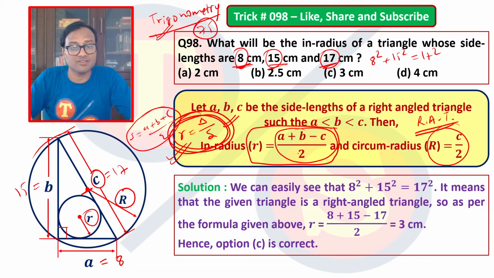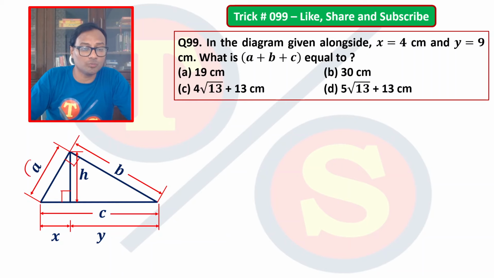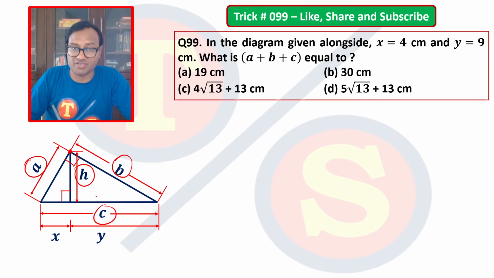But (A + B − C)/2 is applicable only in case of right angle triangles. After that, if I see question number 99, there is one more property of the right angle triangle. If I have two perpendicular sides A and B, and one hypotenuse C, and from the vertex containing the 90-degree angle, I drop a perpendicular on the hypotenuse. Suppose the length of the perpendicular is H.